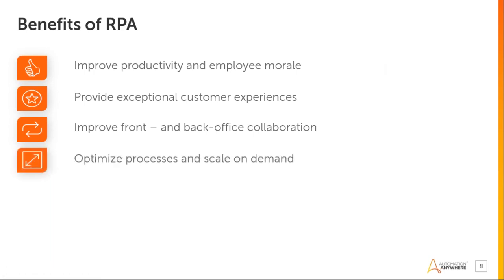Optimize processes and scale on demand. The platform we have, you can scale on demand. What does that mean? It's a cloud-based platform, so it's very easy to scale, and it can help you optimize your processes and identify different opportunities you have for automation as well. We'll talk a lot more about the different components, which are the different products you can use, and for what purpose in the later slides.